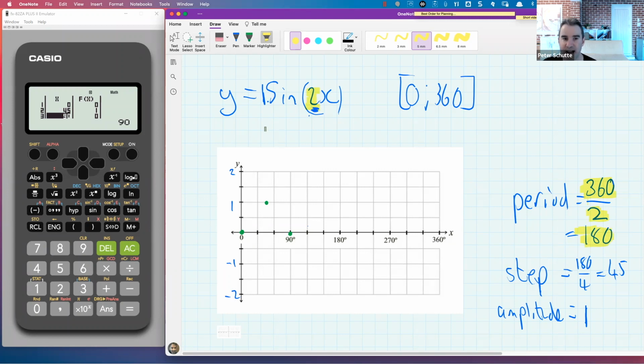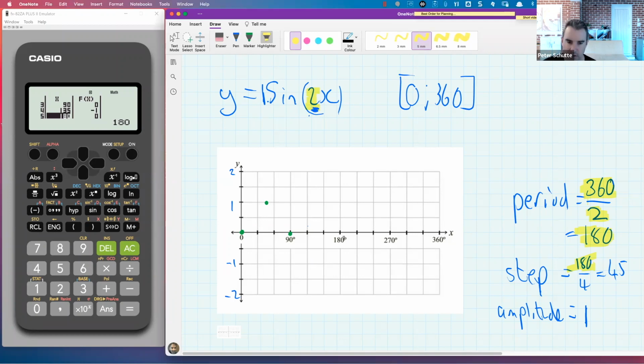Now, to find the step size, you divide that new period by 4 to get the recommended step size, which is 45. And so that's why I'm drawing a dot every 45 degrees. So when you have a sine or cos and then in brackets something multiplied by the x, that affects the period. Yeah, that's pretty much it. Okay, thank you. Cool, cool.